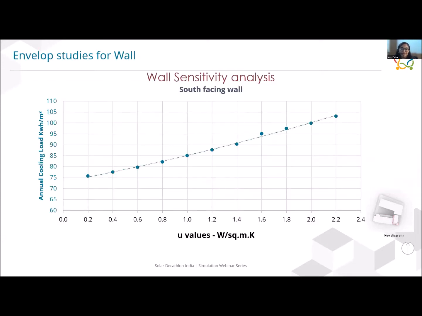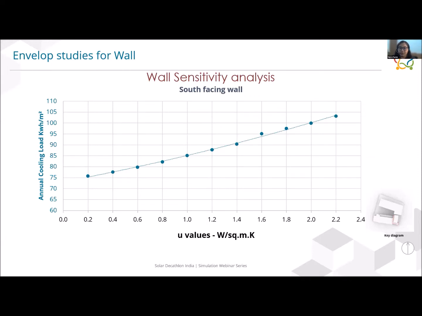Once you decide that we want to start looking into shading as well as insulation, the next step for us is to understand how much insulation we should provide. As we decided from the irradiation studies, we have to provide insulation on the south, west, and east walls, but how much? What should be the thickness of the insulation? So these are the wall sensitivity studies which we did for various facades.